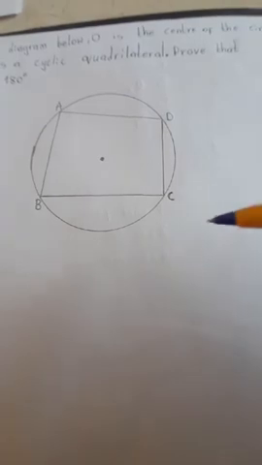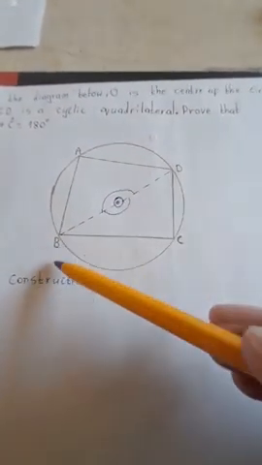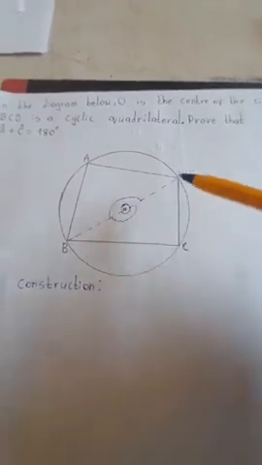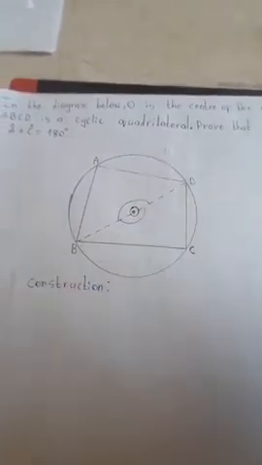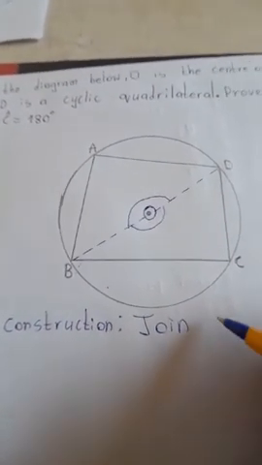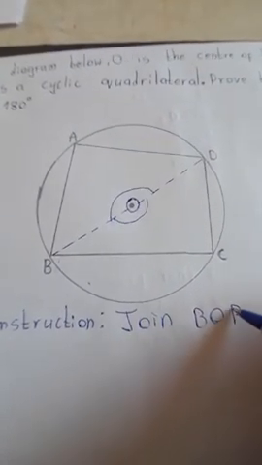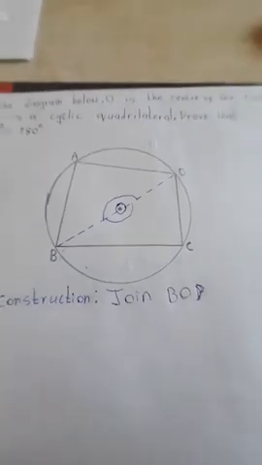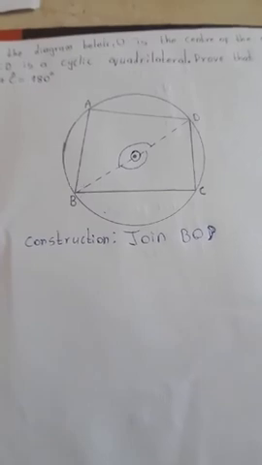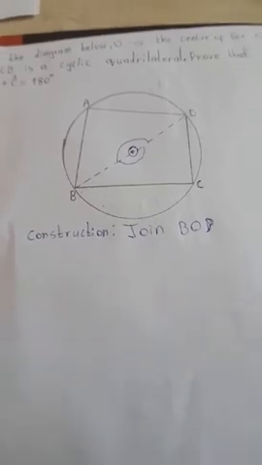So I'm going to make a construction and unpause the video to explain what I did. In our construction, I constructed BO and OD. I drew a line that goes from B to D. So in our construction, we will say join BD, BO, OD. You can also say draw BO and OD, then join BD. It depends on how you want to write it.